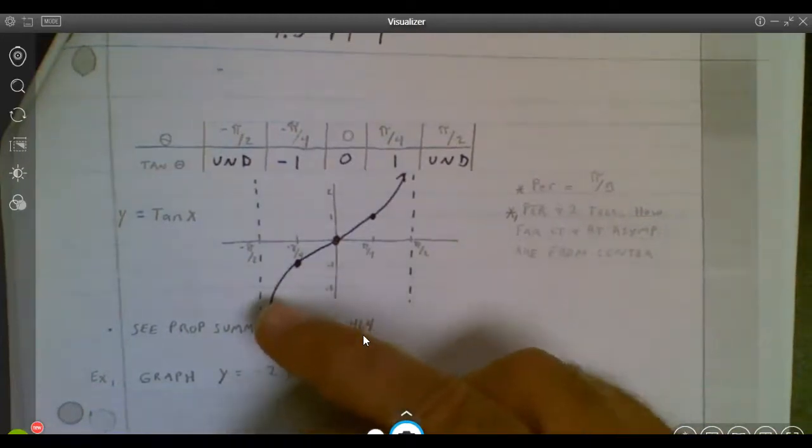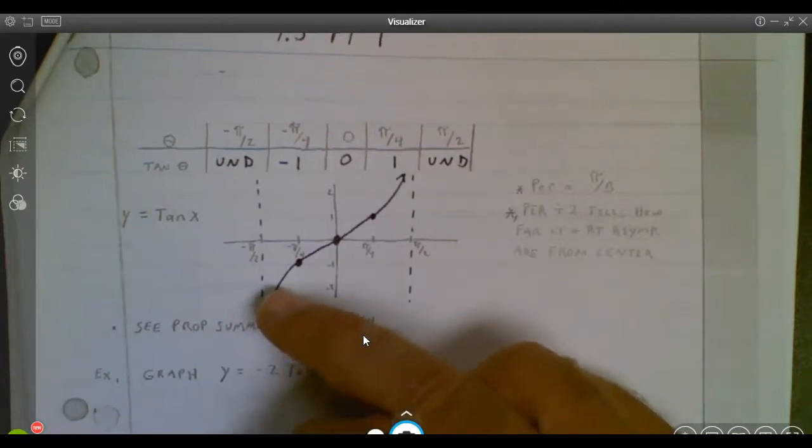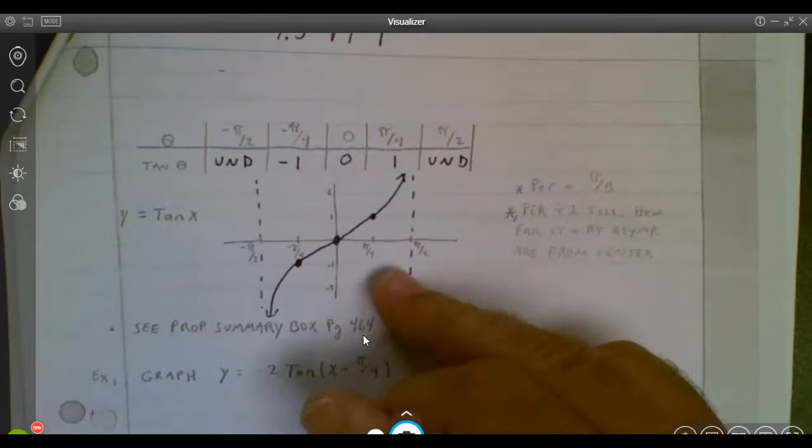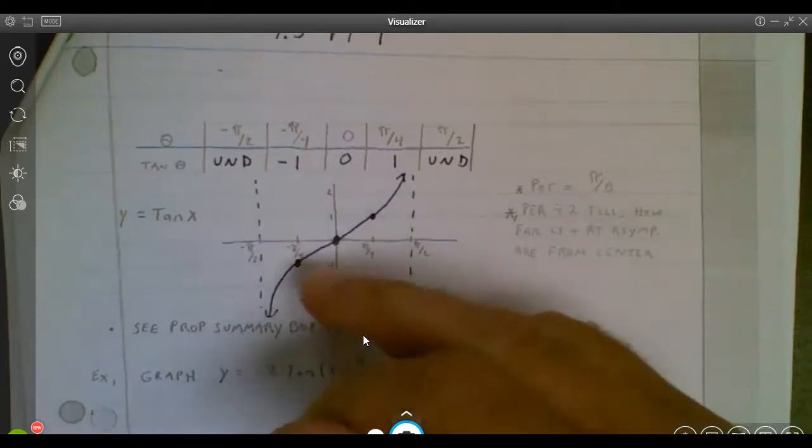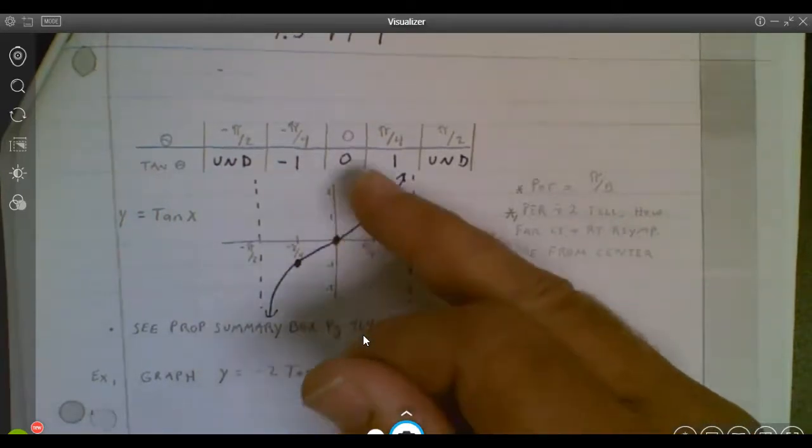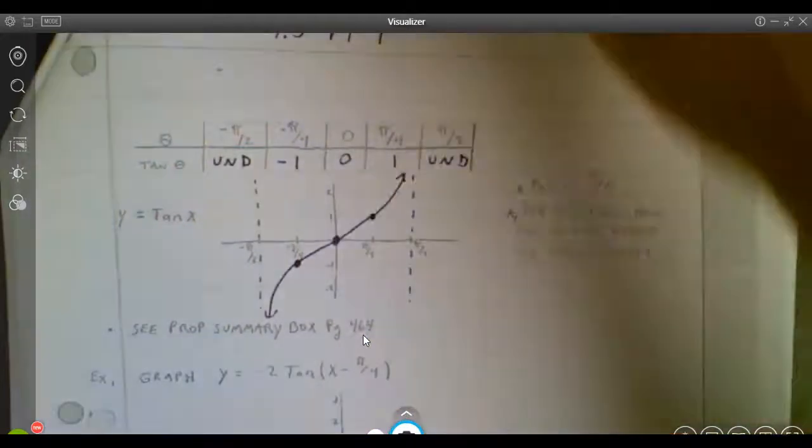But again, in one period of the parent function, its domain is only from negative pi over 2 to positive pi over 2, non-inclusive. The range, however, is from negative to positive infinity.